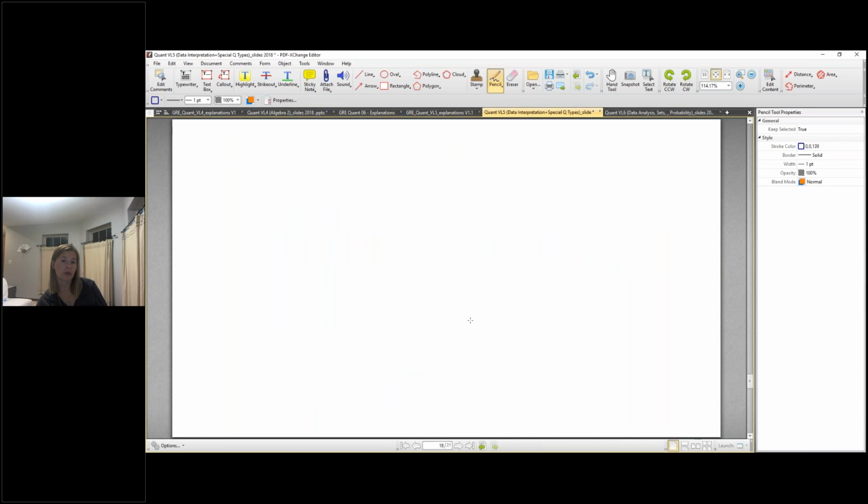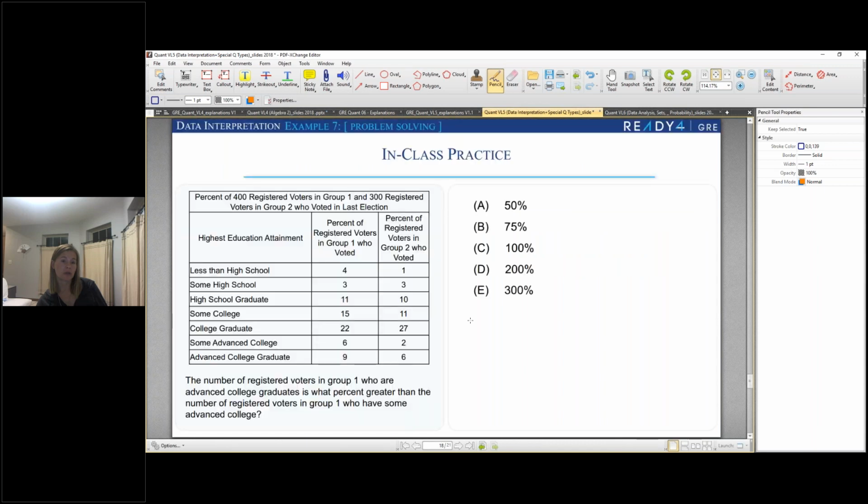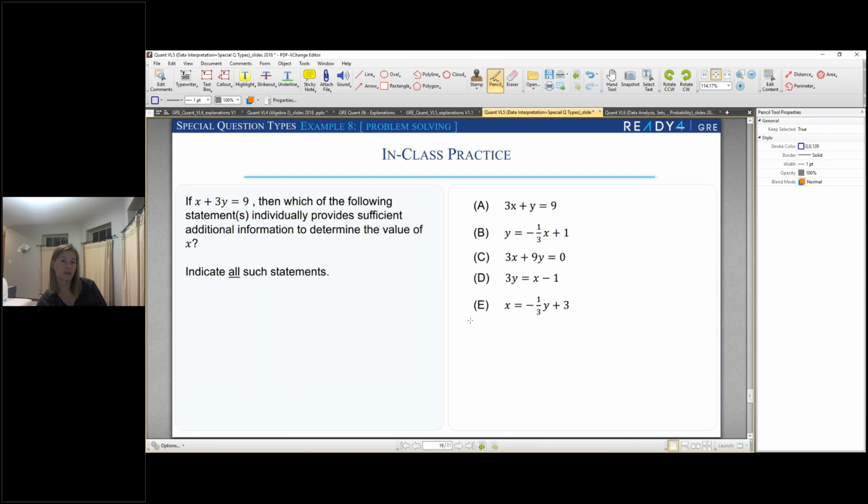Let's do this guy. Okay, here's a different kind of sufficiency, and it kind of uses some of our algebra stuff from the last deck. So here they're saying if x plus 3y equals 9, then which of the following statements provides sufficient additional information to determine the value of x? Okay, remember, we got two variables, so we can't solve for x right now, but we want to know which of these gives us enough information that we can solve for x. Okay, so take a minute on this one, and your time starts now.